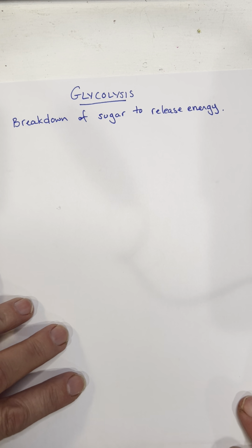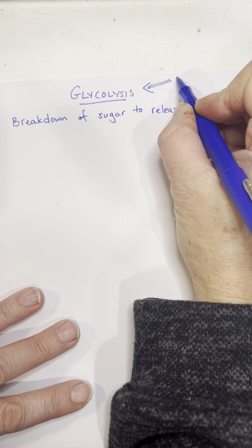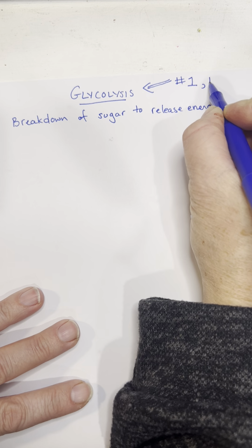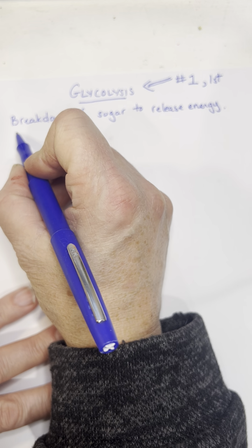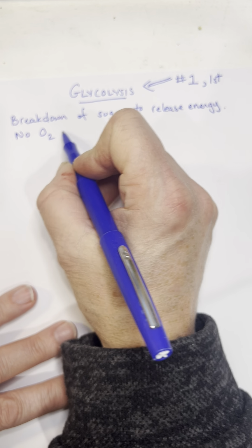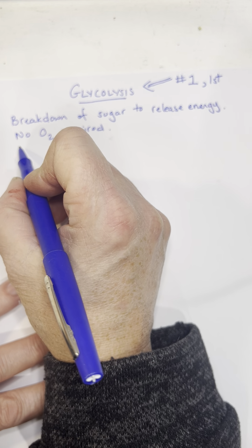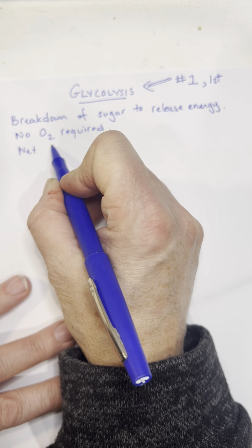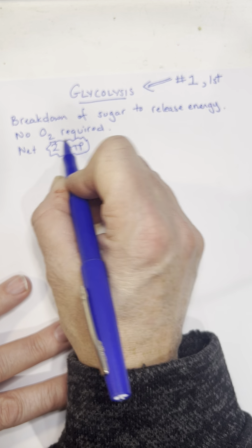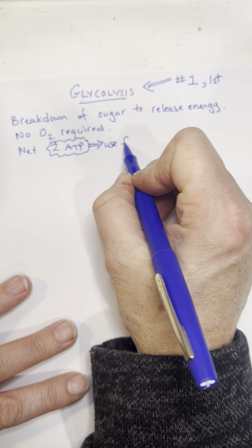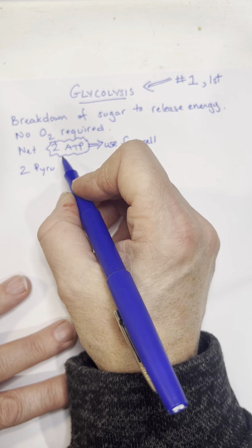So we mentioned that the first pathway for any type of cellular respiration is glycolysis. Number one, first. And it is going to be the breakdown of sugar to release energy. It doesn't require any oxygen, and so it makes it anaerobic in nature. It is going to result in the net production of 2 ATP that can be used for the cell for cellular activity. And it's going to leave behind 2 pyruvic acid, like we mentioned in our first flow chart.